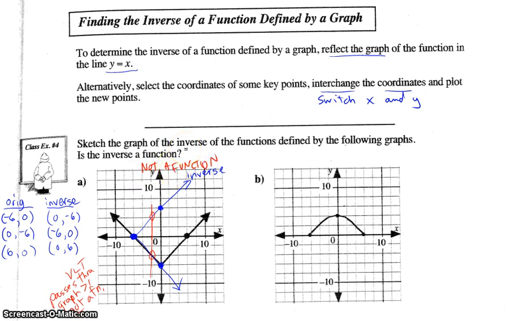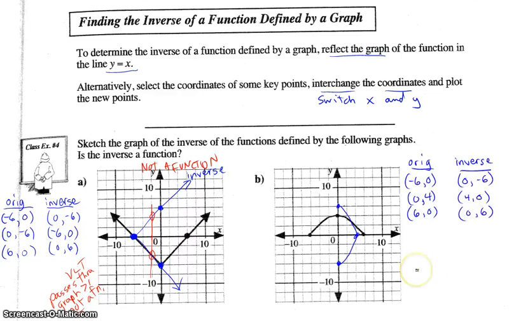All right, let's take a look at the next one. Okay, once again, we're going to get the points, we're going to switch them to get the inverse, and then we're going to graph it and analyze whether it's a function or not. You guys go ahead and do that, and then we'll check back, see if we have the same thing. Pause your video. Okay, so did we get the same looking graph, I hope?